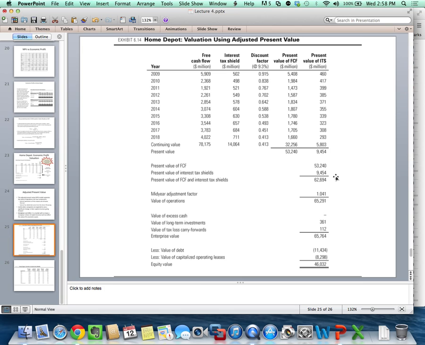So what I'm saying is, you can thank Uncle Sam, our government, for giving a corporate benefit to Home Depot by allowing them to deduct interest, and that is the subsidy that they're getting from the U.S. government. By having debt, they're getting a $9.5 billion subsidy. They would have $9.5 billion less value if they had no debt in their capital structure. That is what the APV model tells us.